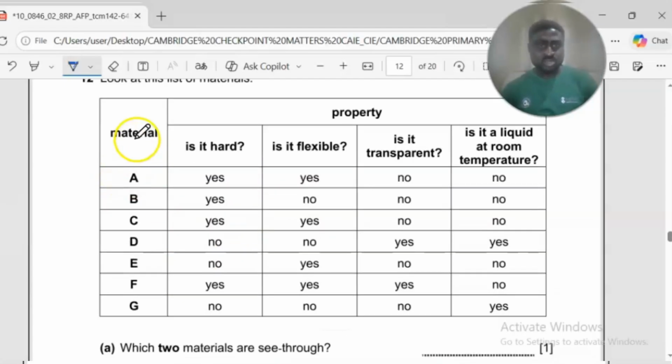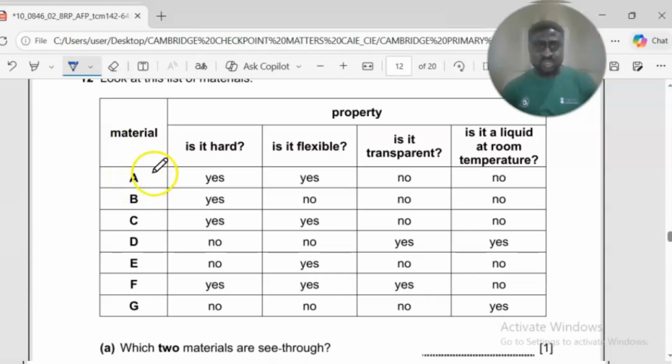The column here represents different materials. We have material A, B, C, D, E, F, and material G. So they represent a particular material. It's our illustration and our analogy that will help us to fathom or decipher which one goes for what. So this represents the property across the rows. So we have one of the property here that says, is it hard? Is it flexible? Is it transparent? Is it a liquid at room temperature? Now we're going to answer these questions by looking at the responses already done for us here.